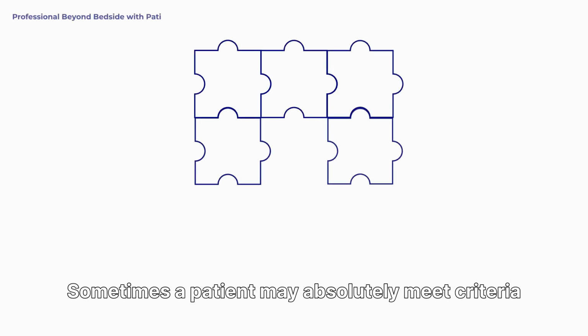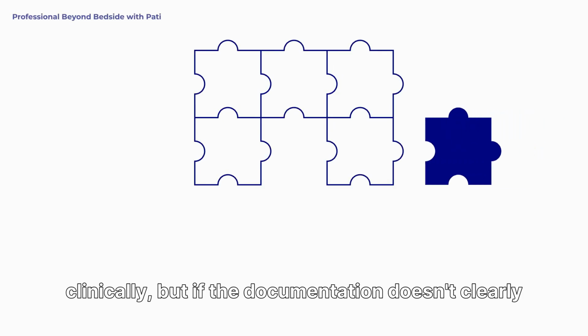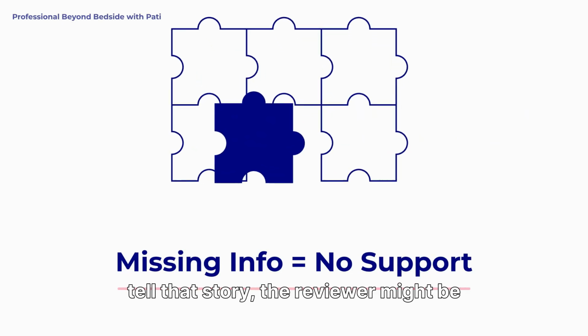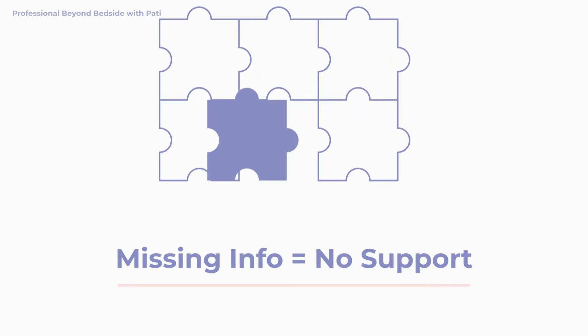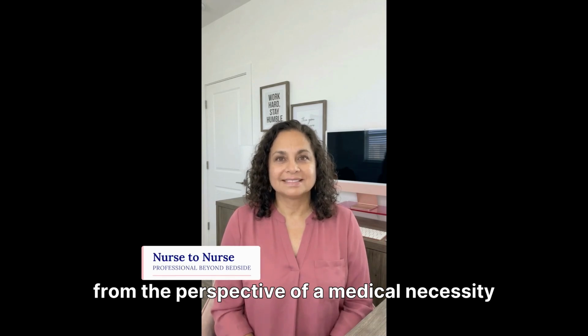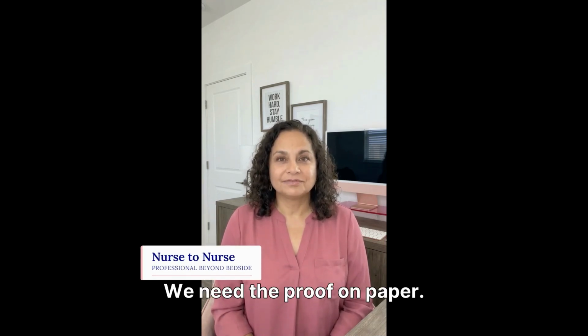Sometimes a patient may absolutely meet criteria clinically, but if the documentation doesn't clearly tell that story, the reviewer might be stuck in a difficult spot. This is why we often say, if it isn't documented, it didn't happen, at least from the perspective of a medical necessity review. We need the proof on paper.